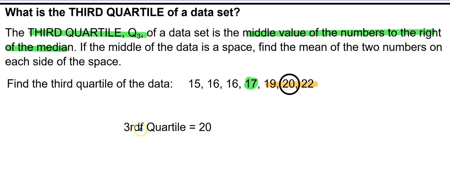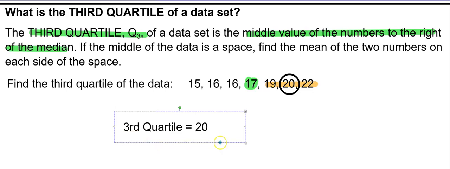What's third? I don't know why I put an F there. Get rid of that F. That doesn't make any sense. Alrighty, here we go. Third quartile is 20.